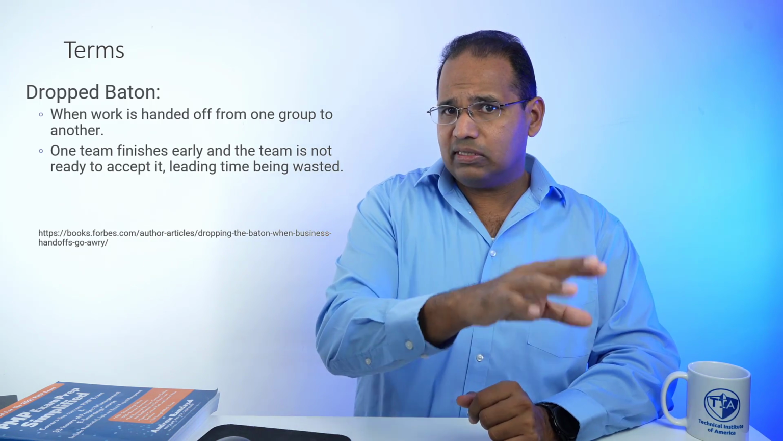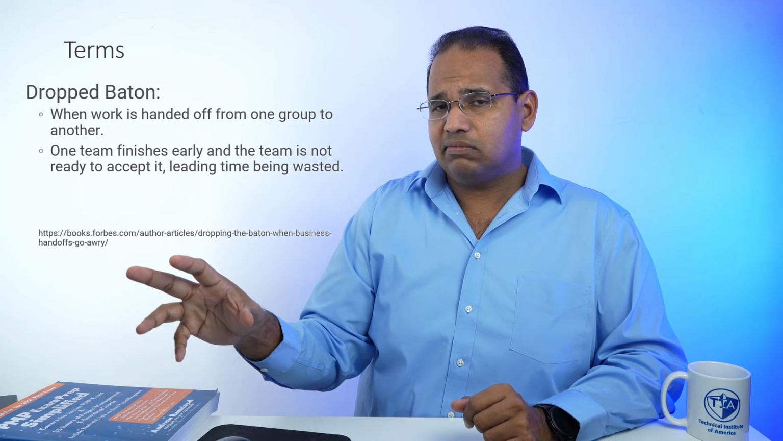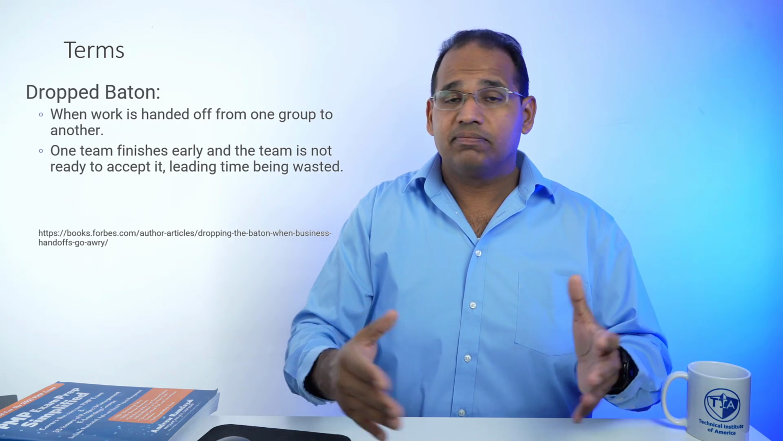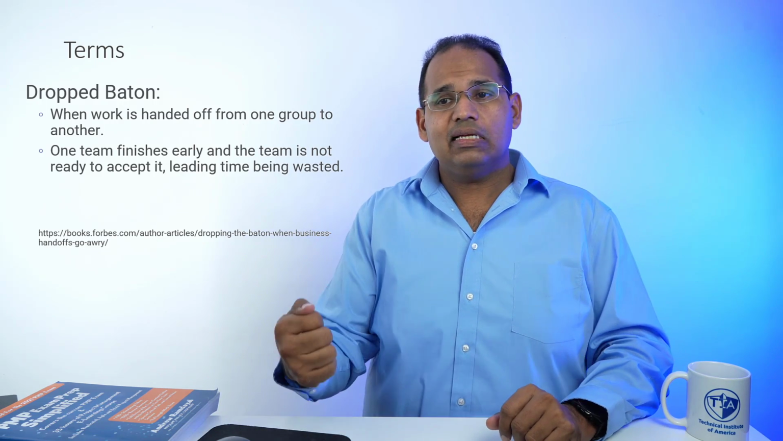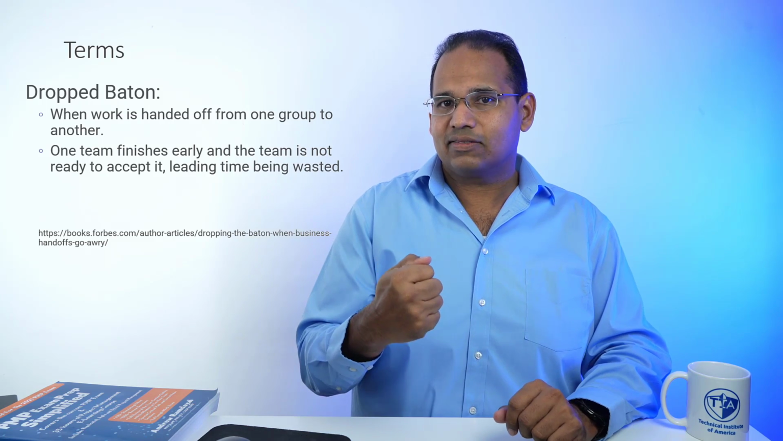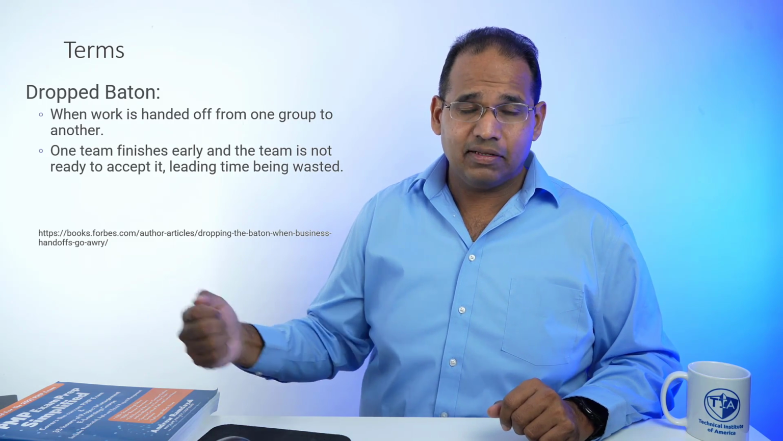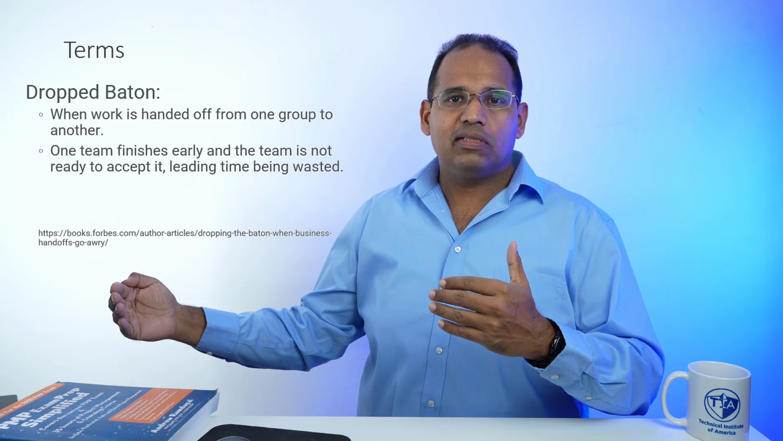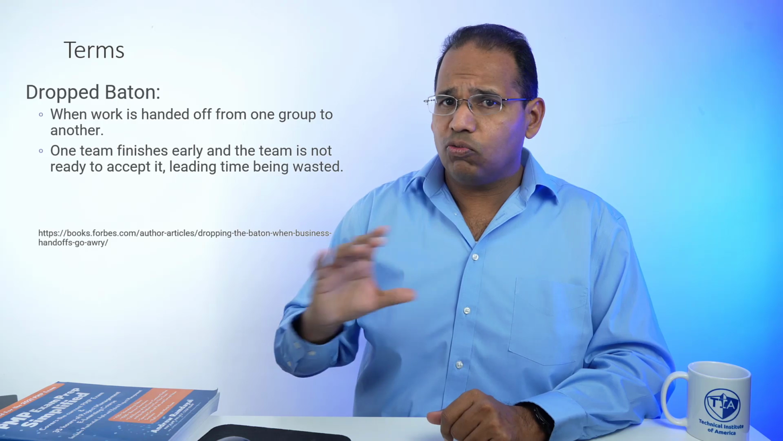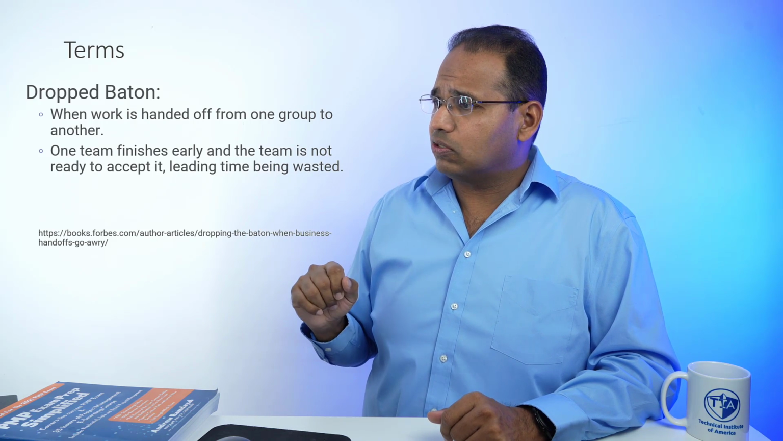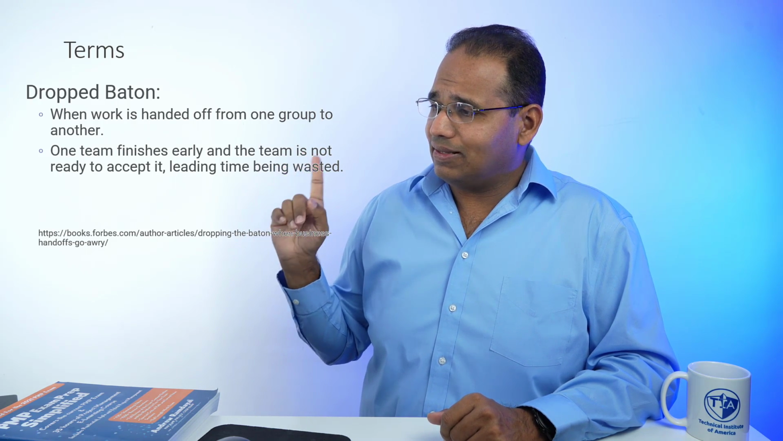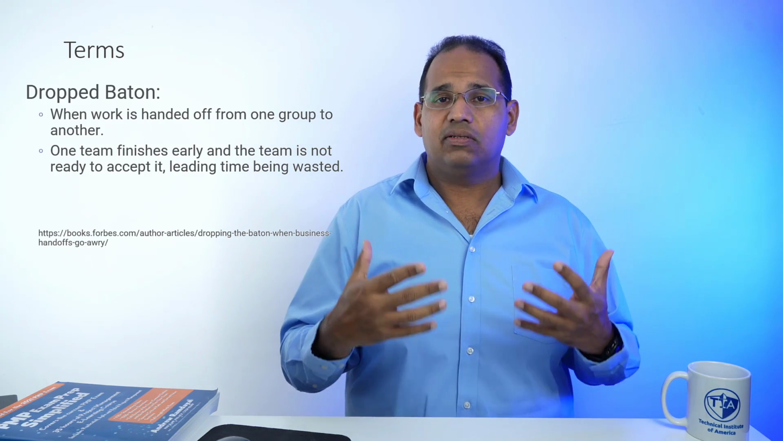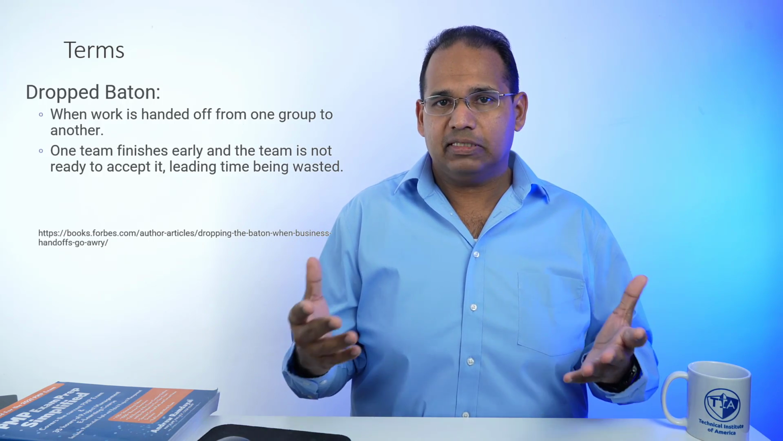Let's say the coding team codes it, the testing team tests the code. So let's say the coding team finishes it 1 week early. Is the testing team ready to take this code or take the baton and start testing it? No, they weren't ready. So what happens? Let's say they take it a week later. So we lose a whole week. So what this is, one team finishes early and the next team is not ready to accept it, leading to time being wasted. So this is called a dropped baton.